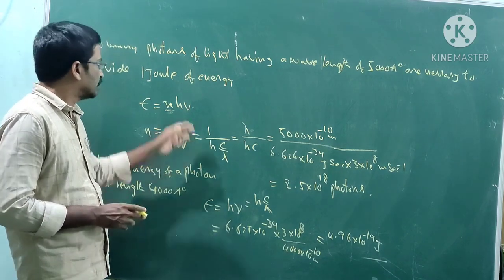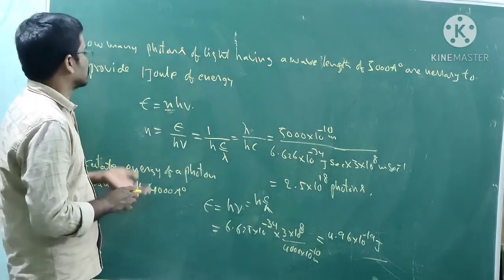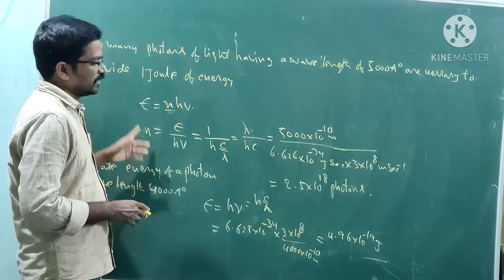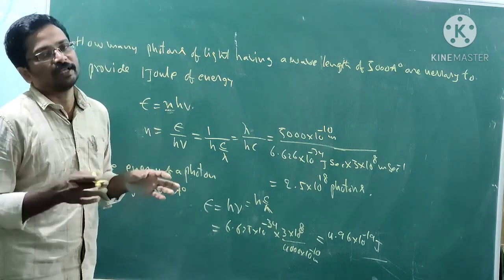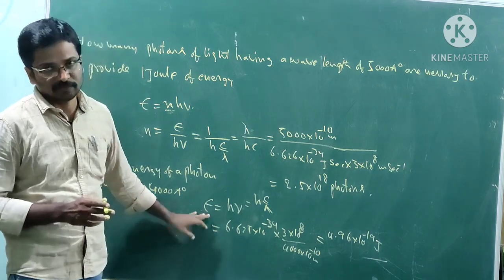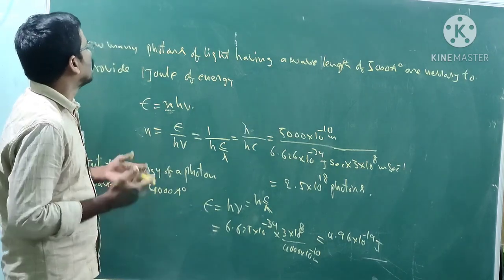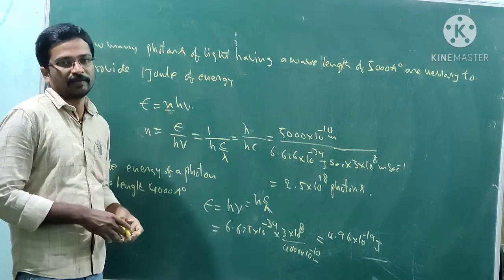From these two problems, you can calculate one photon's energy, and also the number of photons. In this way you can calculate one photon's energy from its wavelength, and if you want to know how many photons are present, you can use this formula.